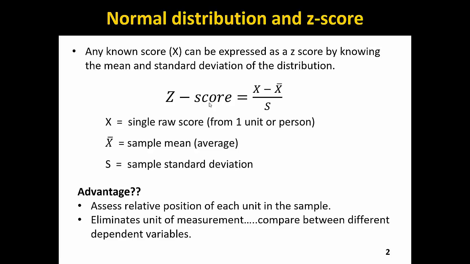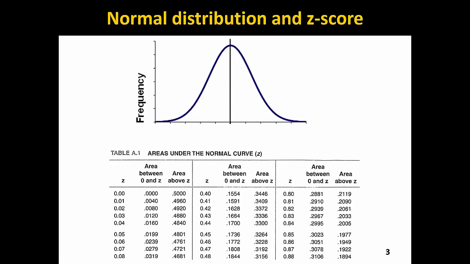The advantage of calculating the z-score, as mentioned previously, is that it assesses the position of each unit in the sample, and it eliminates the unit of measurement. This allows us to compare between different dependent variables. But then how can we use the z-score in order to determine a percentile ranking of only one unit in that sample, or even of all units in that sample? That's where we go to the z-table.